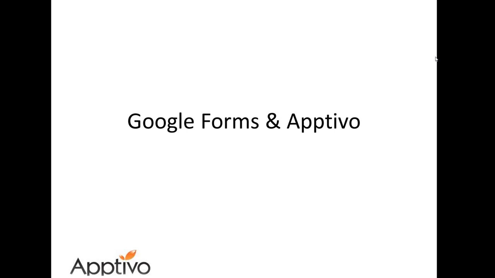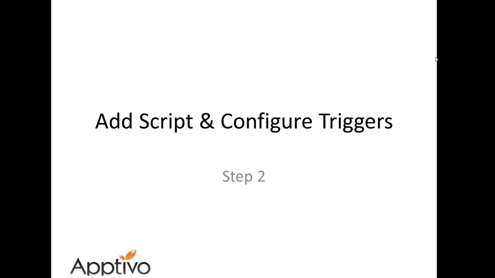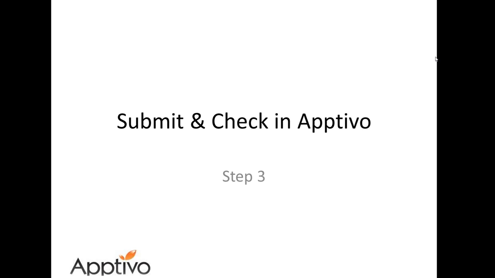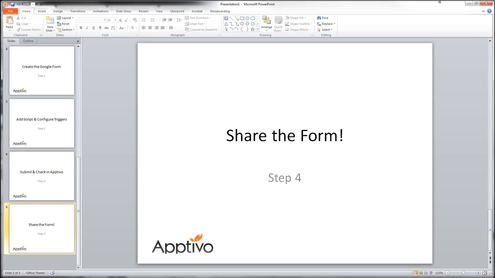So real quickly, let's run through the steps we'll execute. First, we're going to create the form inside of Google Drive. Then we'll have to do some special configuration in order to connect it to Apptivo. Then we'll quickly test and ensure that the lead is getting submitted into Apptivo. And then we'll talk about sharing the form. It's as simple as that. So let's go ahead and dive in.